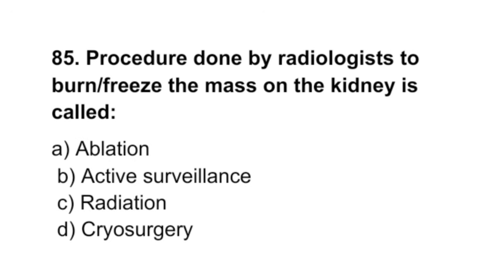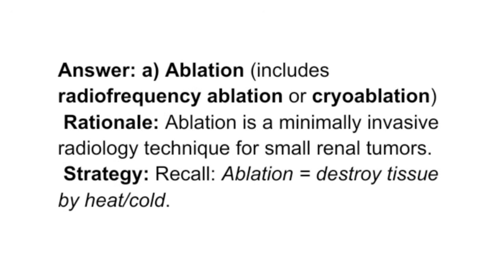85. The procedure done by radiologists to burn or freeze the mass on the kidney is called: A. Ablation. B. Active surveillance. C. Radiation. D. Cryosurgery. Answer: A. Ablation, includes radiofrequency ablation or cryoablation. Rationale: ablation is a minimally invasive radiology technique for small renal tumors. Strategy: recall, ablation equals destroy tissue by heat/cold.